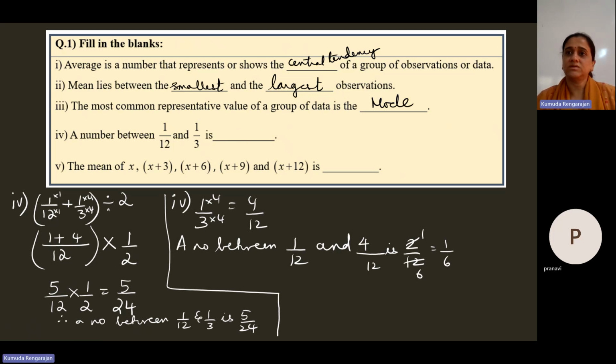You can write any answer. See, we have understood that there are infinitely many numbers between two given numbers. So there's no one answer here. You can write many. In this blank, you can fill 5 by 24 or 1 by 6, whatever.